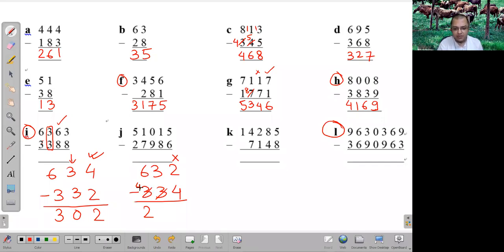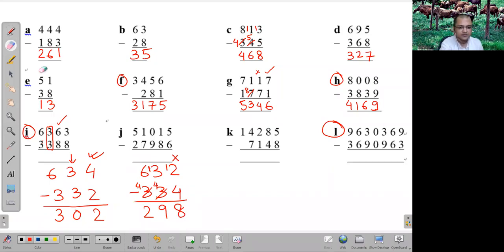So this 3 will become 4 because this column is not possible. This 3 will become 13 and this 3 will become 4. Why will it become 13? Because we have taken 1 here, that 1 will go here. Why should this 3 become 4? Because 2 minus 4 is not possible. This will be 1. So 6 minus 4, 2. 13 minus 4, 9. 12 minus 4, 8. Is that clear?